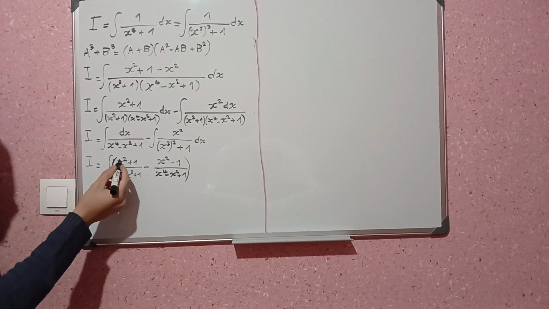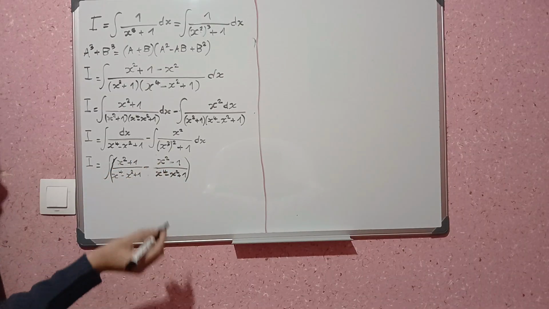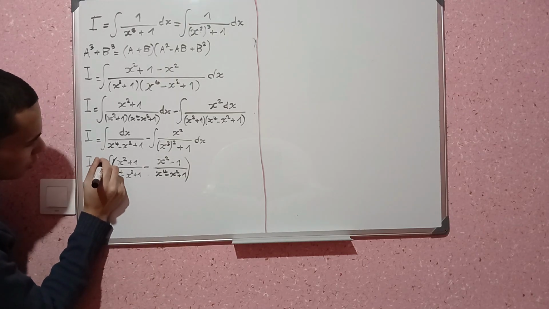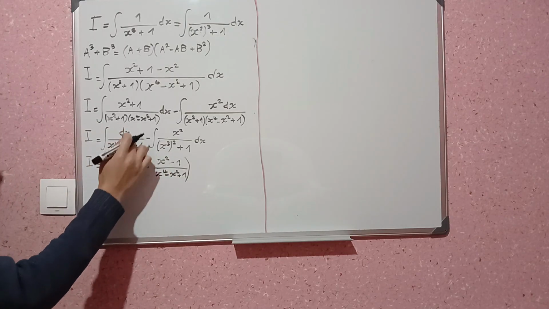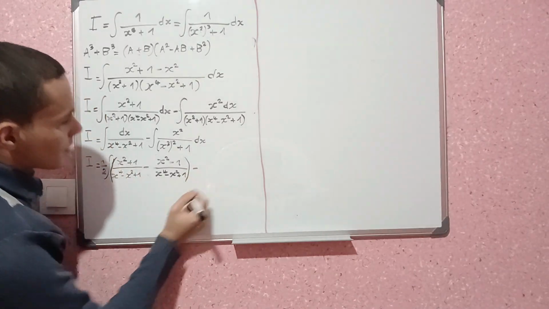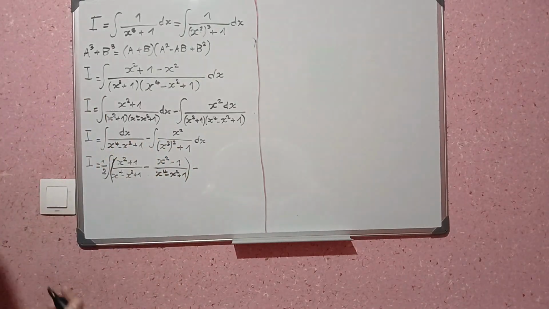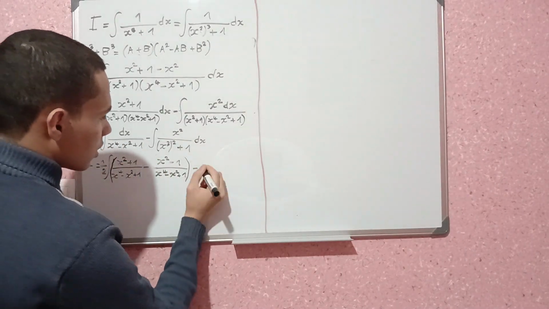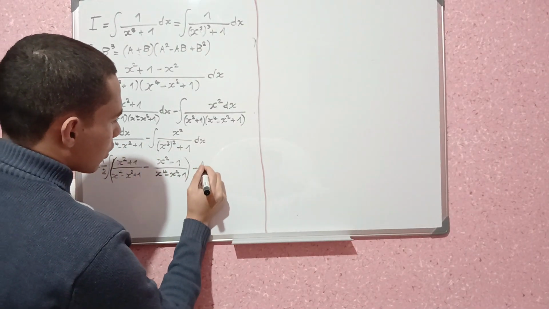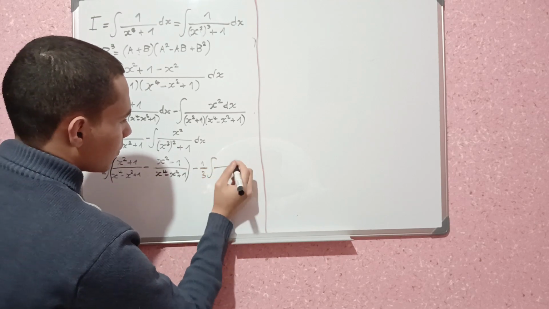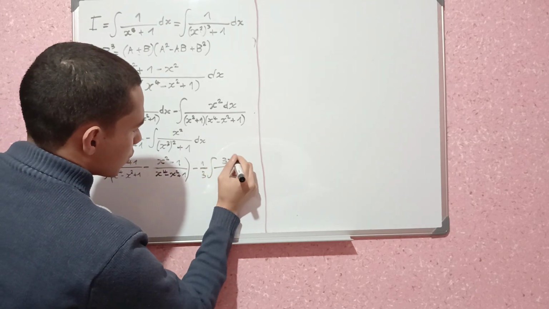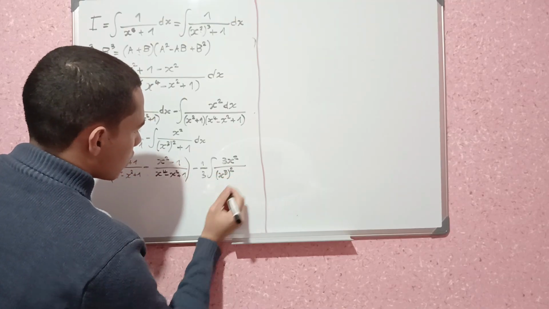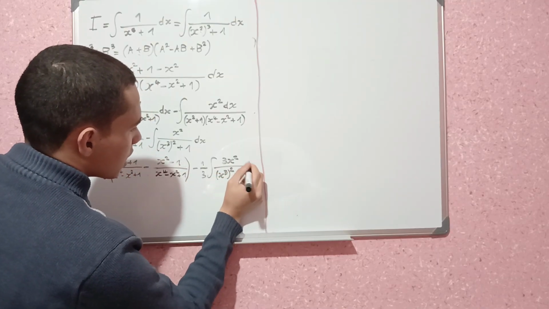So let's check. This x squared minus x squared is 0. 1 minus minus 1 is 2. So we have to divide by 2 to preserve the value of this part. Then minus, here we need the derivative of this thing. So let's do it. We can divide over 3 and multiply by 3. So we get 3x squared over x cubed, all squared, plus 1 dx.